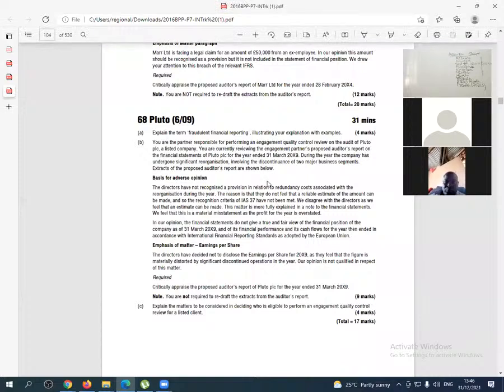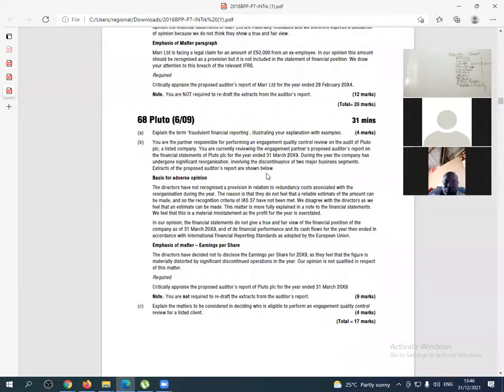Right. Now, you can see here, explain the term fraudulent financial reporting, illustrating your explanation with examples. How many marks are they giving me? I must always be guided by marks. 4 marks, it means I give them two concrete points and elaborate on them. So I would want to really stop first of all there to hear what you guys will speak about this part A. Explain the term fraudulent financial reporting.